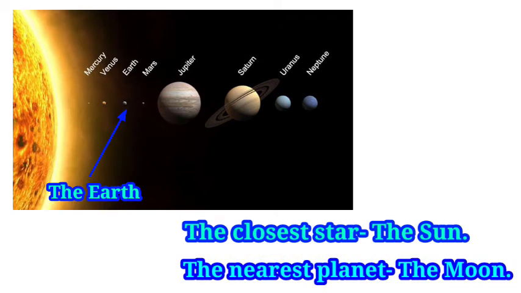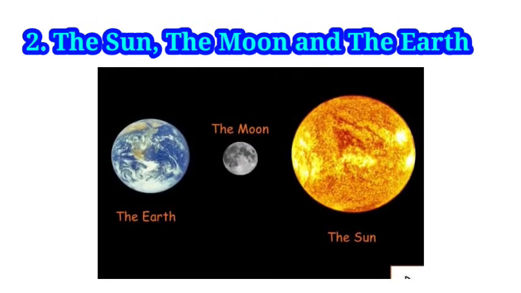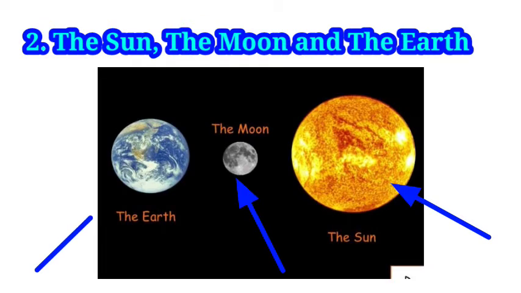The closest star to the earth is the sun, and the nearest planet to the earth is the moon. The sun and the moon affect the abiotic and inorganic processes that take place on the earth. All of these processes are connected with us because we live on the earth. For that, in this lesson, we will learn about the correlation between the moon, the earth and the sun. Our lesson number 2, the sun, the moon and the earth.